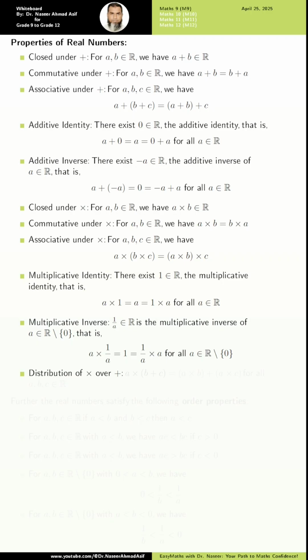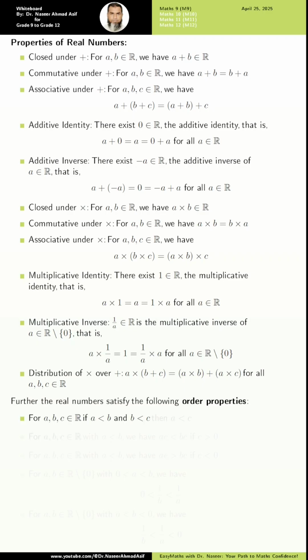Distribution of multiplication over addition. a cross b plus c is equal to a cross b plus a cross c for all a, b, c belong to R. Further, the real numbers satisfy the following order properties. For a, b, c belong to R, if a is less than b and b is less than c, then a is less than c.